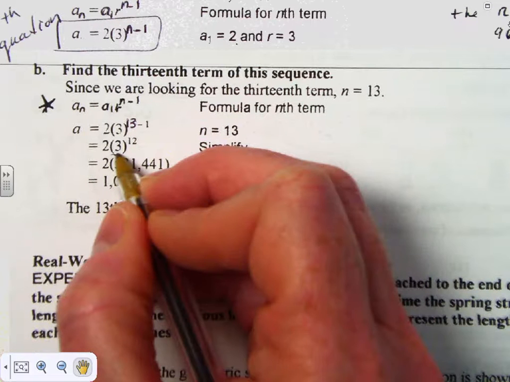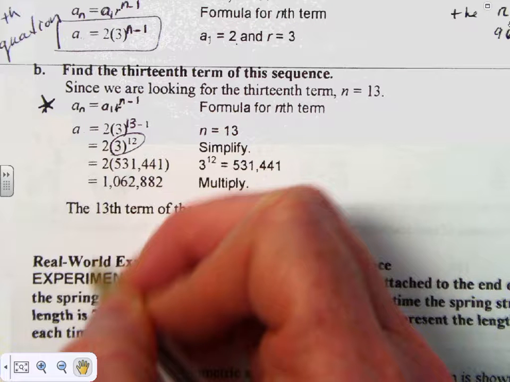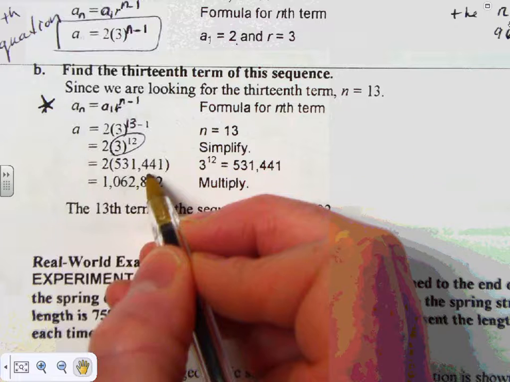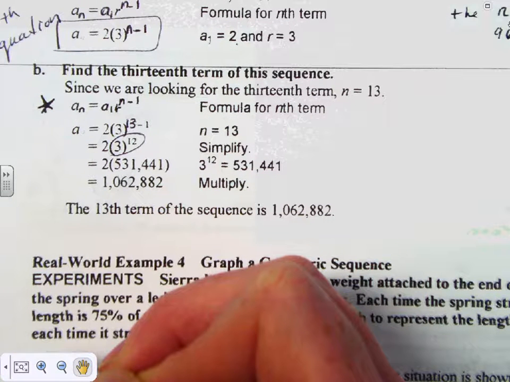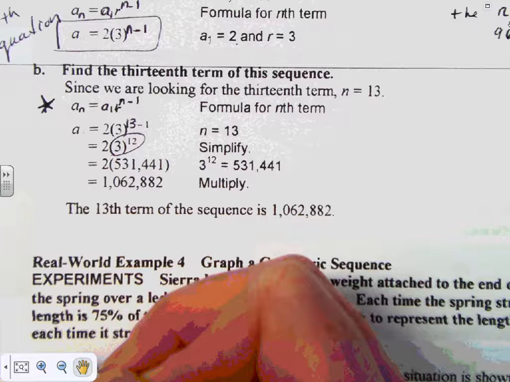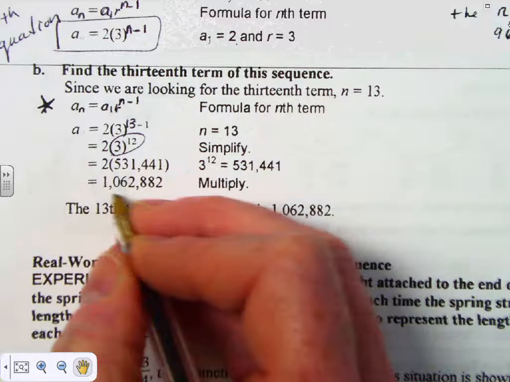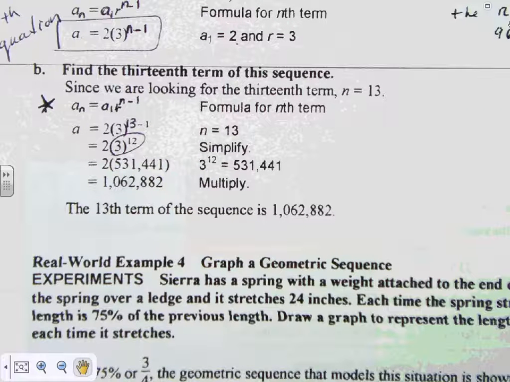Do your exponent math first. According to the order of operations, I have to do 3 caret 12 first. Then I can multiply that answer by the 2. That's huge. Make sure that you do it in the proper order. And then you get this ridiculously huge number of like a million something, 62,882.